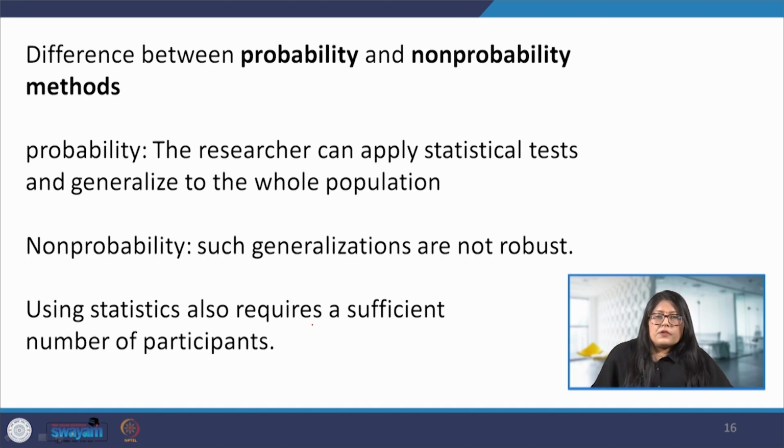Now, the main difference between probability and non-probability methods is that in the probability method we can use statistical techniques and generalize the results to the whole population. But in the non-probability method, such generalizations are not possible. The reason being that statistics requires a sufficient number of participants.